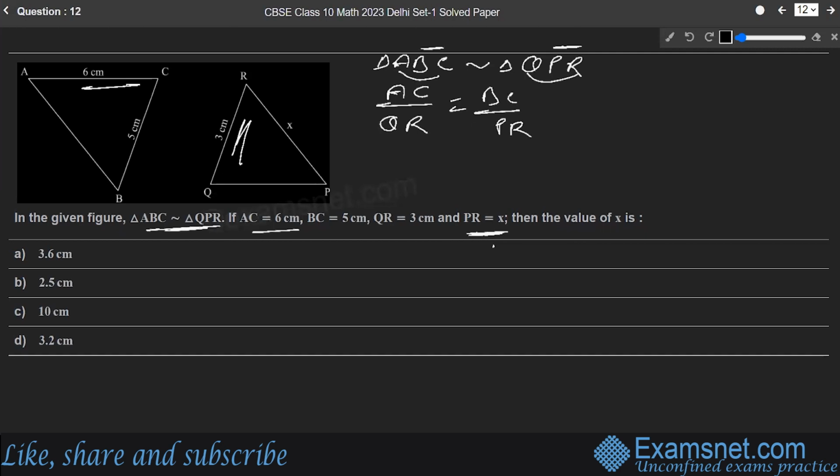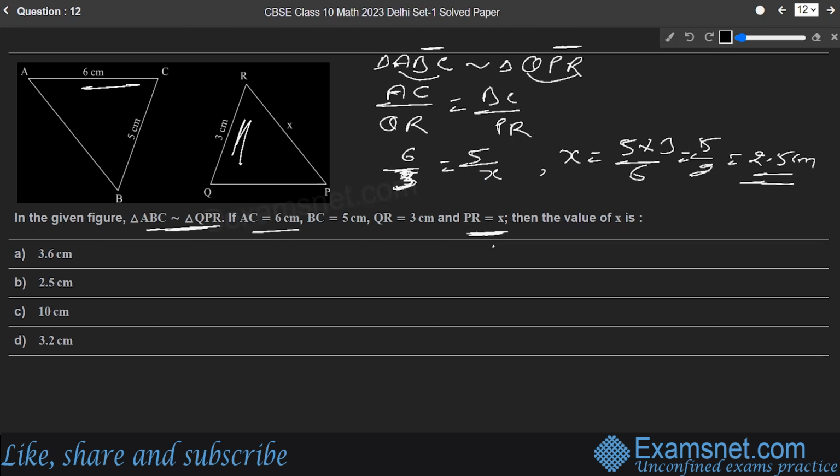So we have been given some values, so let us write those values. 6 by 3 is equal to 5 by X. So we can solve for X. That is nothing but 5 into 3 by 6, that is 5 by 2, or equal to 2.5 centimeter. So the value of X comes out to be 2.5 centimeter, and that is the right answer they had asked, option B.